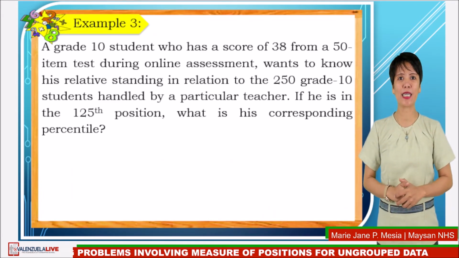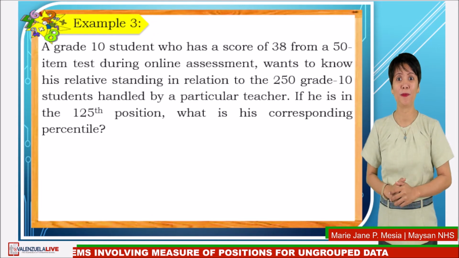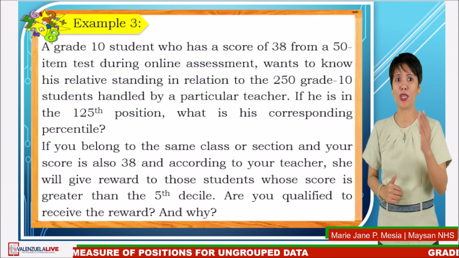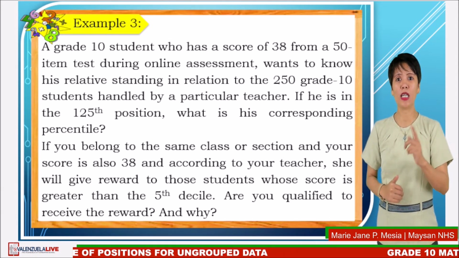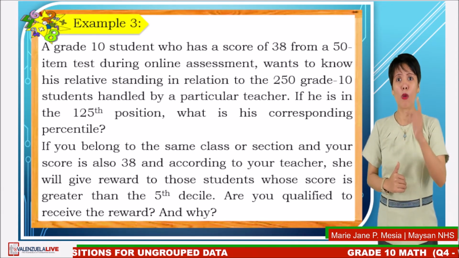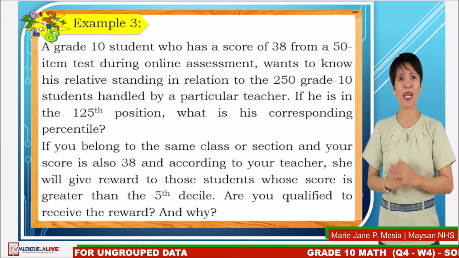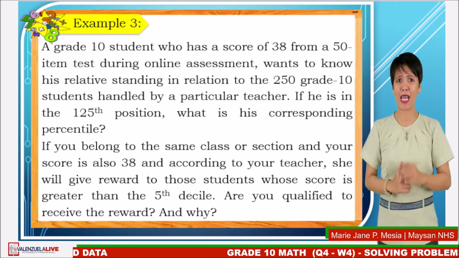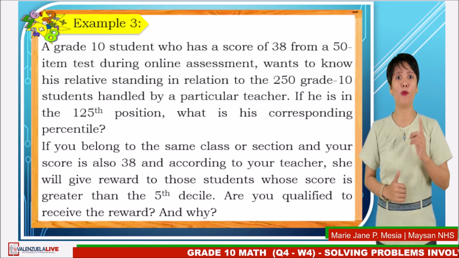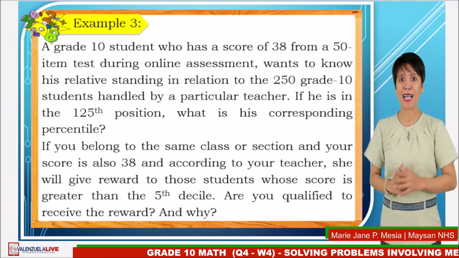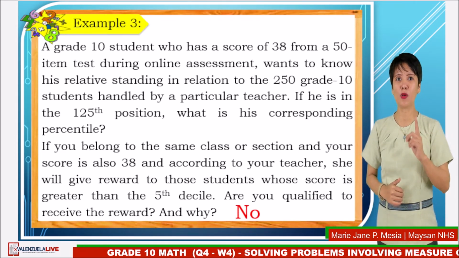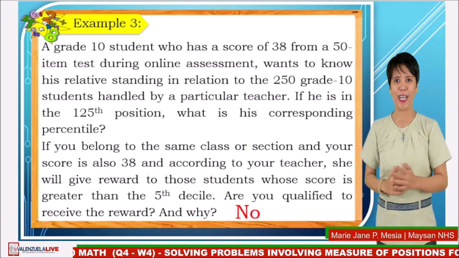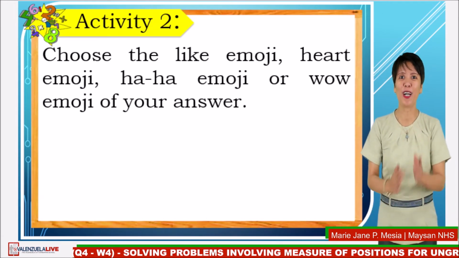For example number 3, using situation number 2, if you belong to the same class or section and your score is also 38, and according to your teacher, she will give a reward to those students whose score is greater than the 5th decile. Are you qualified to receive the reward, and why? So the answer is no, because only those students with a score greater than 38 are qualified for the reward. So now, your turn.